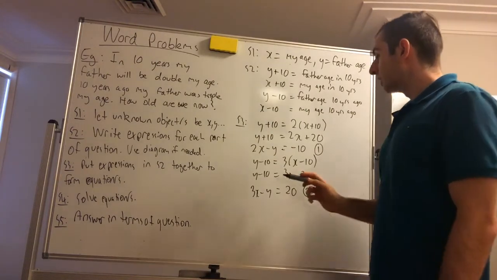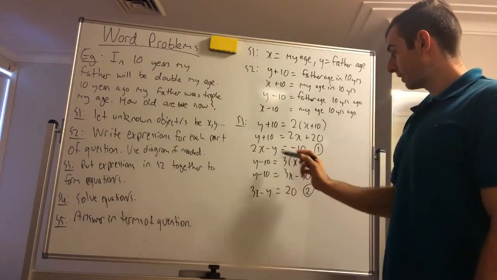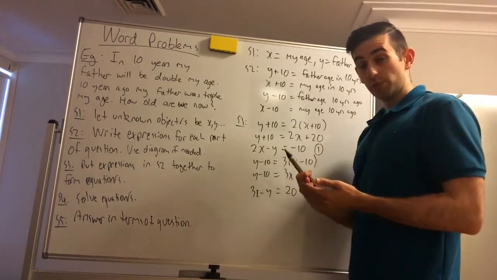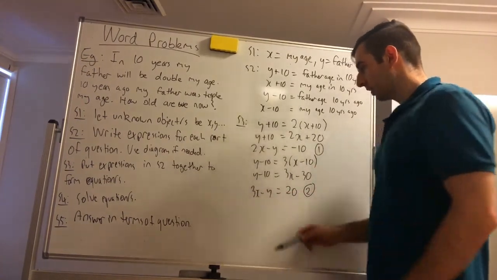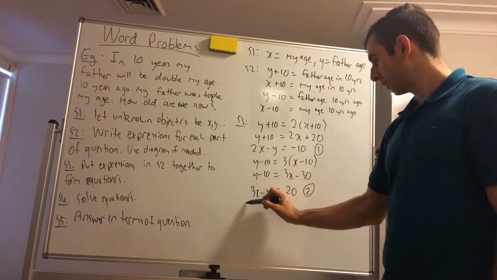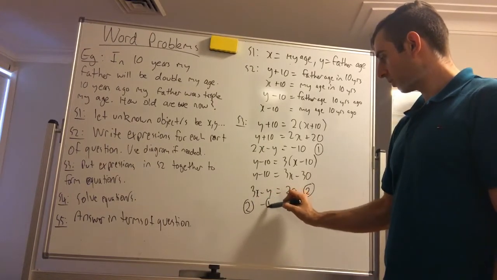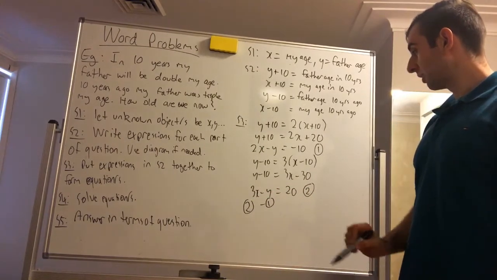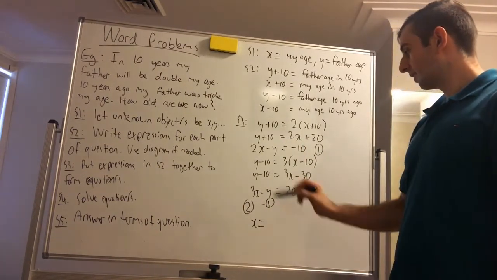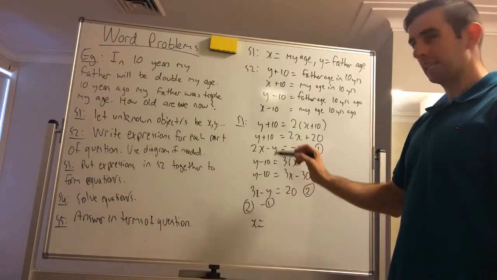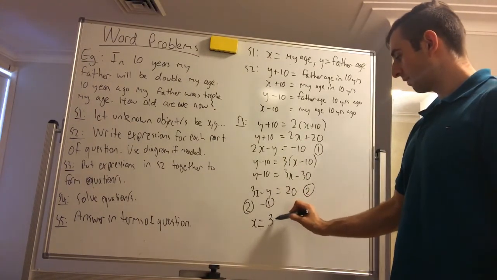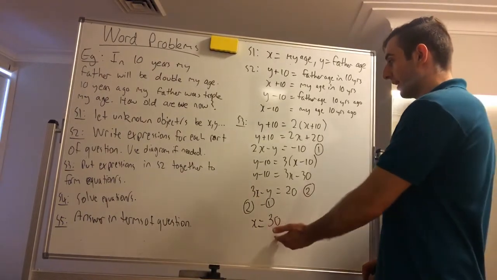Okay, yep. So now we solve these equations, right? In order to solve these simultaneous equations, I like to use the elimination method when I have the standard x and y's. So I see that if I subtract equation 1 from equation 2, I get 3x minus 2x, I get x. And minus y will cancel with minus y, equals 20 minus negative 10 becomes 30. So I've got my age.